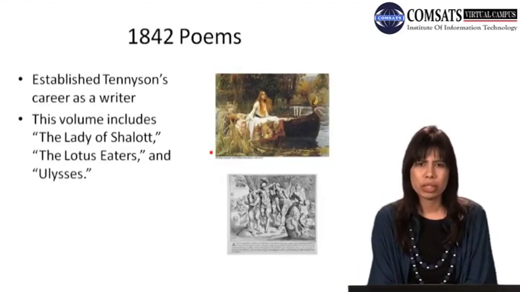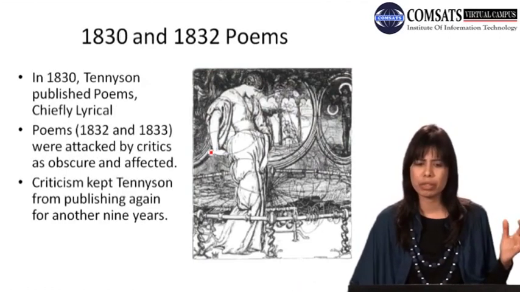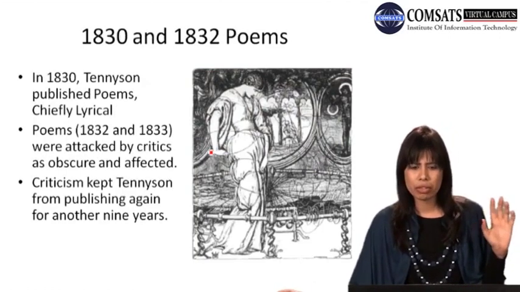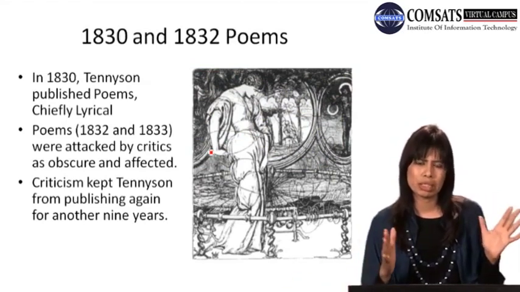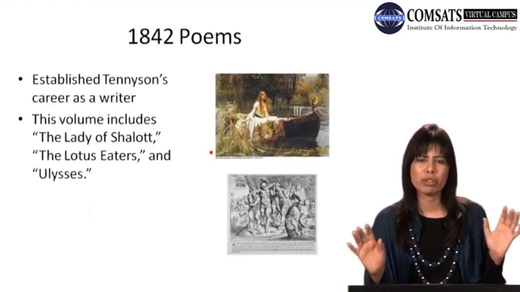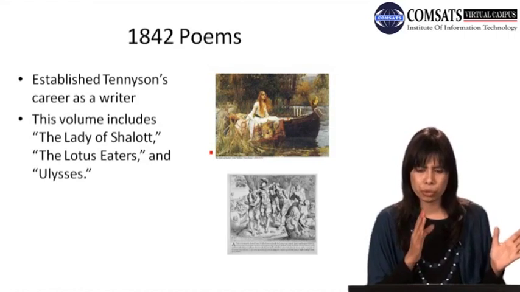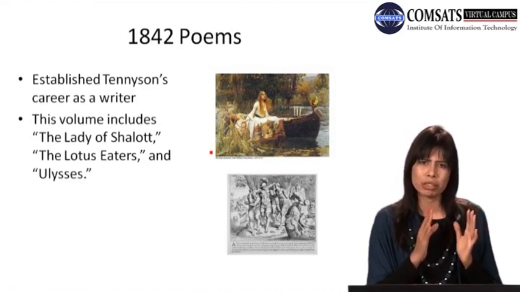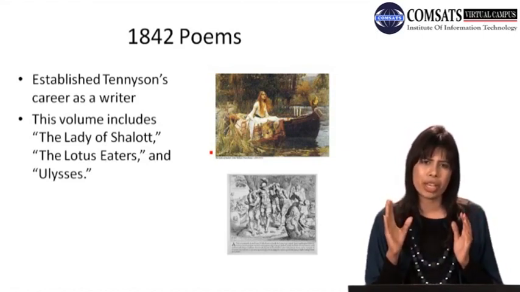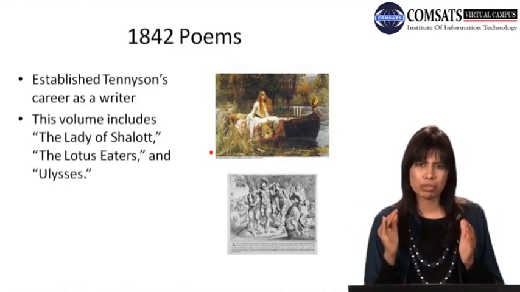1842 poems. So here you can see a gap as well. Previously, when we were talking about his 1830 and 1832 poems, my dear students, you can see there is a gap here of 10 years. Here we are going to talk about his poems of 1842, which established Tennyson's career as a writer. After a 10 year gap because of the criticism he faced from different critics during that era, he published his poems.